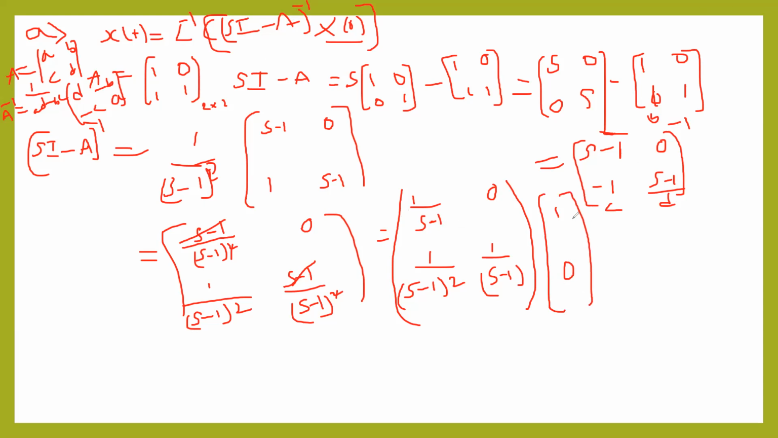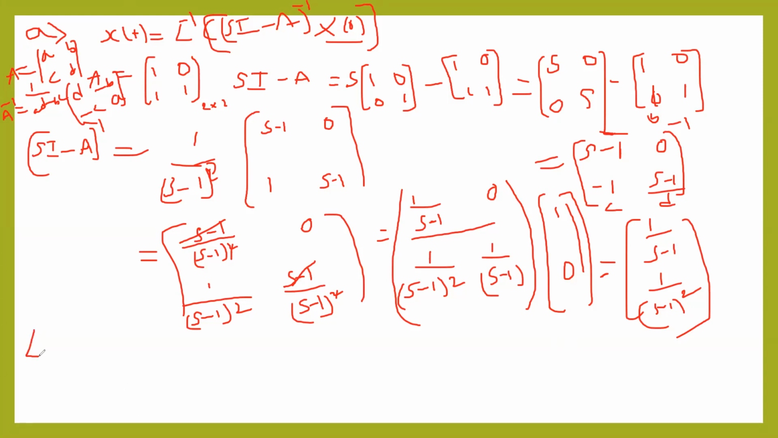So multiply 1 by S minus 1. The first row, first column: 1 by S minus 1 into 1, 1 by S minus 1. Next, 0 into 0, 0. Next, 1 by (S minus 1) whole square. Then, 1 by (S minus 1) whole square. This is the (sI minus A) whole inverse into x of 0.